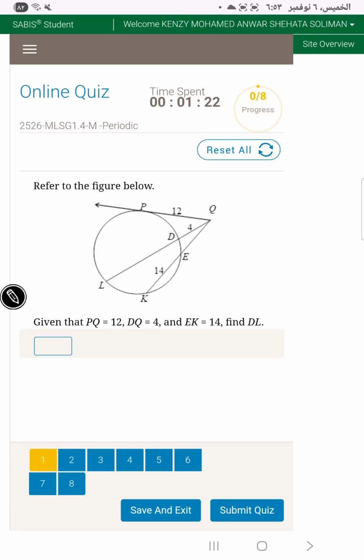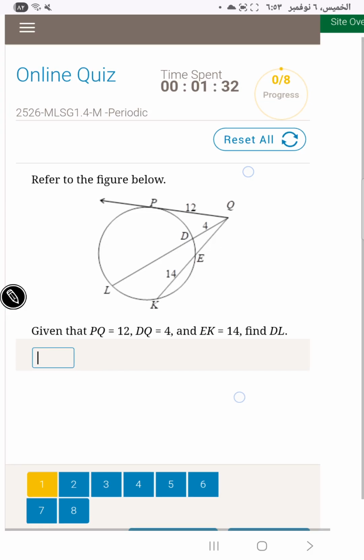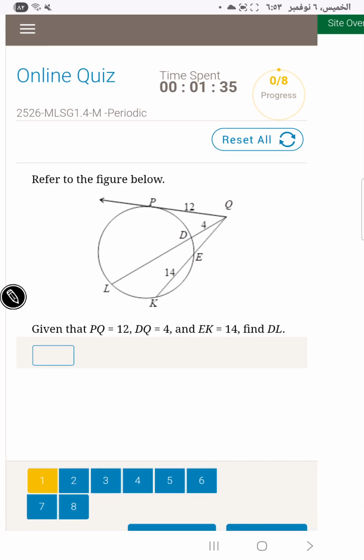In this video, I'm gonna solve this course of practice test 1.4 for the periodic. So hopefully you'll find everything easy with me. First question, refer to the diagram below. Given that PQ is 12, DQ is 4, EK is 14, find DL. Let's label it X.